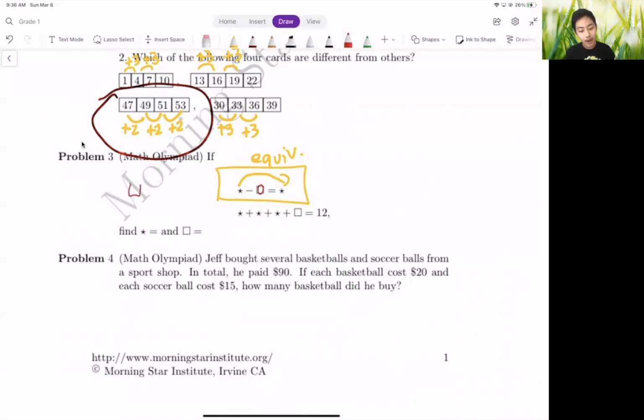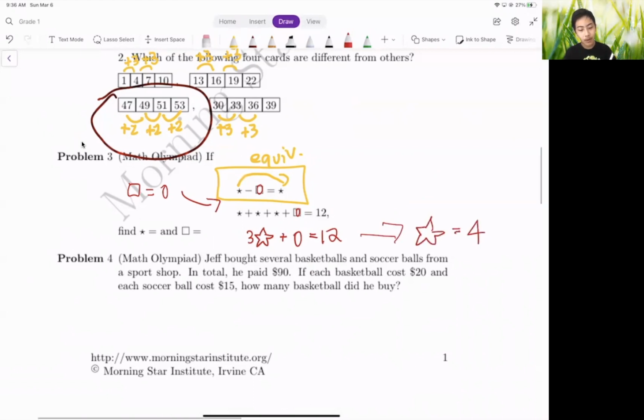And if the square is equal to 0, then we can plug it into the second equation, which is 3 stars plus 0 equals 12. And from there, we can just conclude that 1 star is equal to 4. So therefore, over here, a star is equal to 4, and a square is equal to 0.